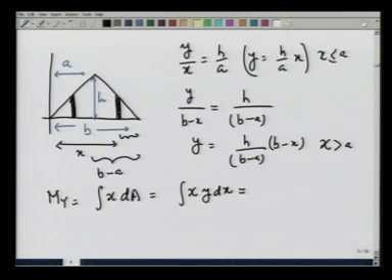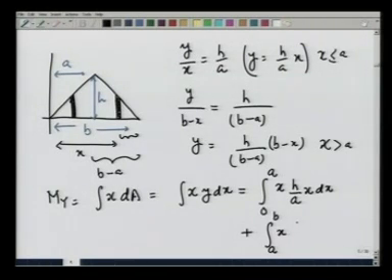So, I am going to write this as integration 0 to a x y, up to a y is h over a x, dx, plus integration a to b x h over b minus a, b minus x dx. That is m y, and you calculate this, the integrations you can perform easily. You get an answer for m y.